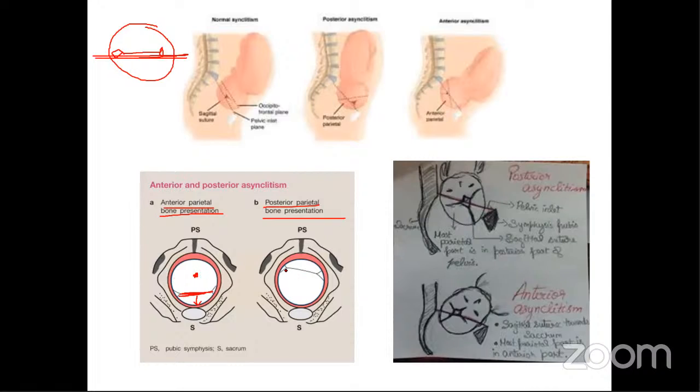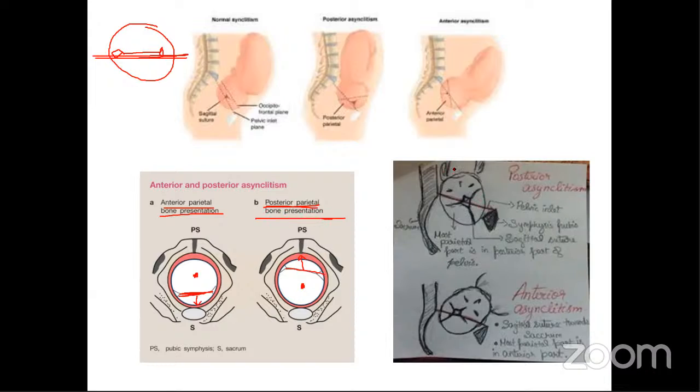When there is a tilt of the baby's head in the opposite direction, the sagittal suture moves towards the anterior part of the maternal pelvis, that is towards the pubis. So what you can feel on pelvic examination is that the posterior parietal bone is more obviously felt. This kind of asynclitic engagement is called posterior asynclitism, or posterior parietal bone presentation.